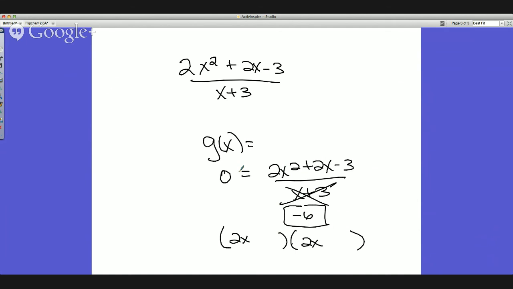Would 12 have a slant asymptote? No. Good. Y equals 0. Good. Y equals 0, right? Because the degree is greater on the bottom than the top.